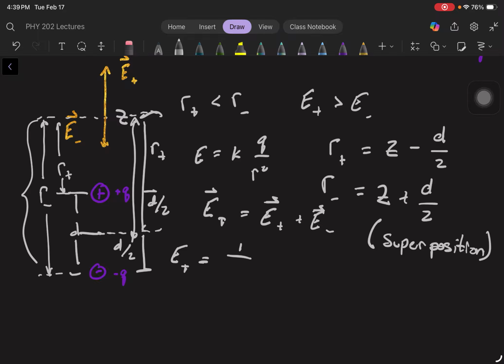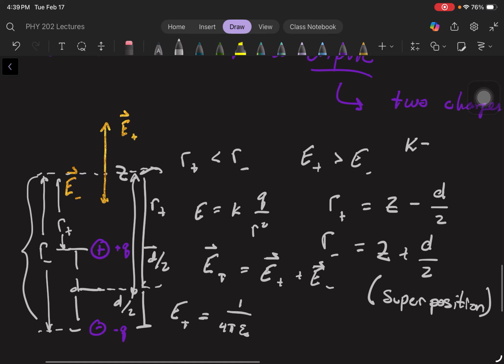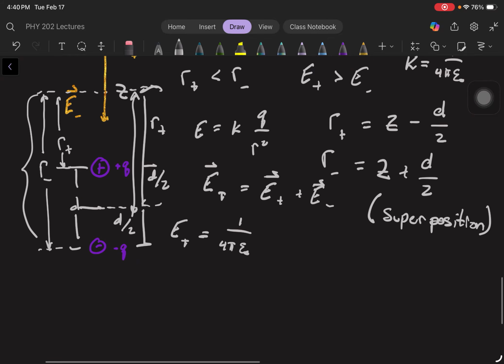And so we have 1 over 4 pi epsilon naught. Like we'll discuss in class, K is equal to 1 over 4 pi epsilon naught. Sometimes we write the K because we're feeling a little lazy, but if you're trying to be correct, you should write the 1 over 4 pi epsilon naught. Epsilon naught is a constant of the universe that describes how easy it is for electric fields to permeate through a vacuum, and so we have that here.